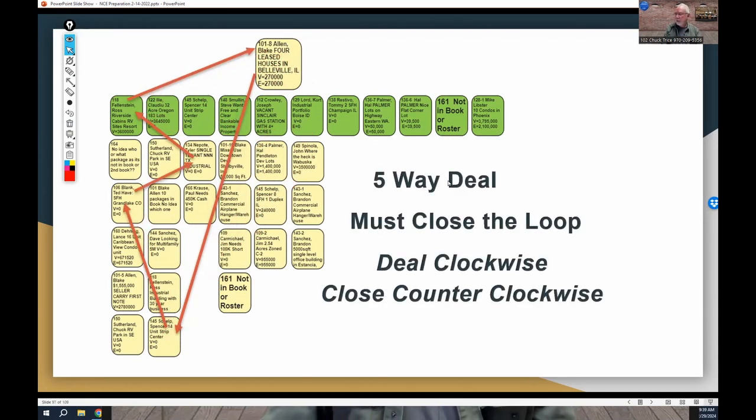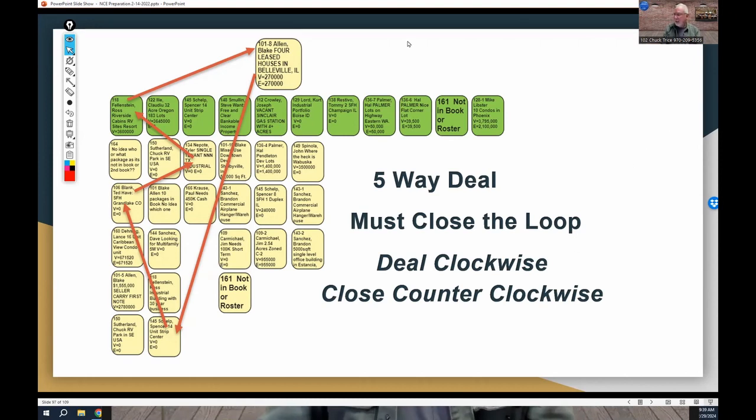So a 5-way deal, you must close the loop on every one of these. It doesn't matter. One-on-one, you close the loop. A 3-way deal, you need to close the loop with the top of the board. 5-way deal, you close the loop. You deal clockwise and you deed counterclockwise.